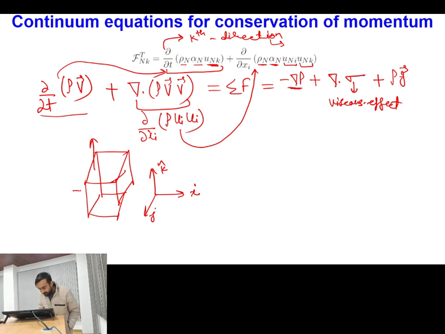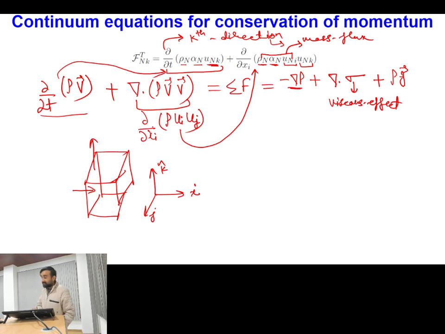You have to consider the mass entering through this face, entering through the normal boundary. So to account for mass, I am having this term rho n alpha n into u n i. This is the mass flux, and this mass flux has velocity u n k in the kth direction, which represents its momentum at that particular boundary. Is this point clear? Sorry, here it will be u.